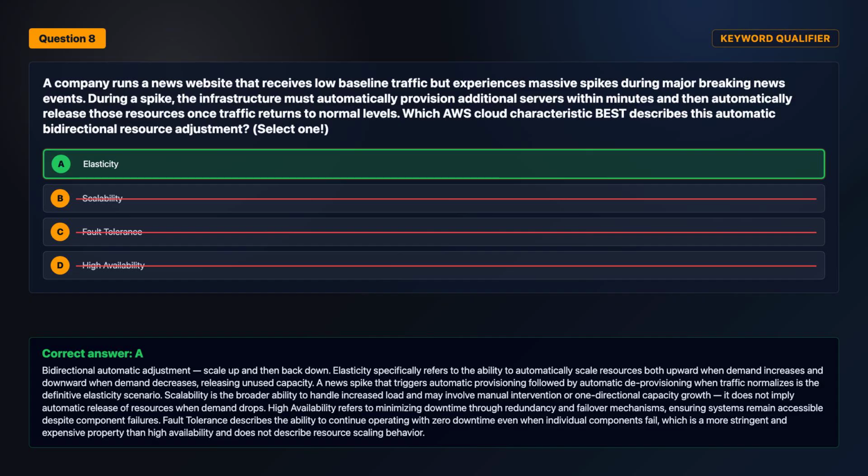High availability refers to minimizing downtime through redundancy and failover mechanisms, ensuring systems remain accessible despite component failures. Fault tolerance describes the ability to continue operating with zero downtime, even when individual components fail, which is a more stringent and expensive property than high availability and does not describe resource scaling behavior.